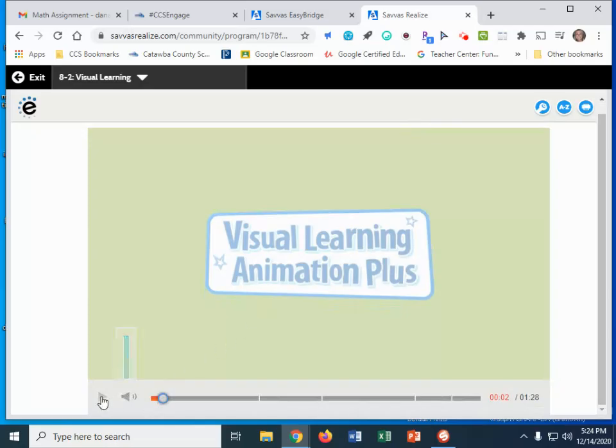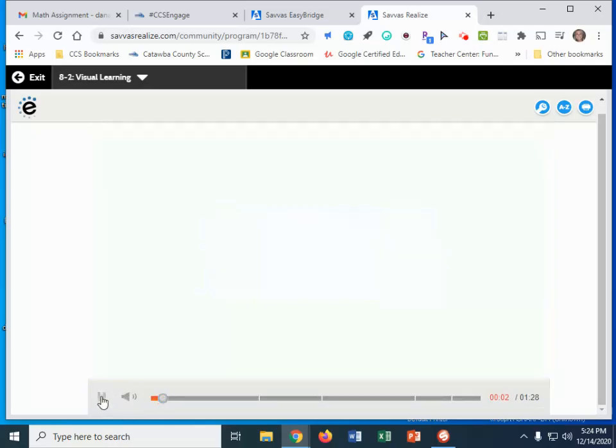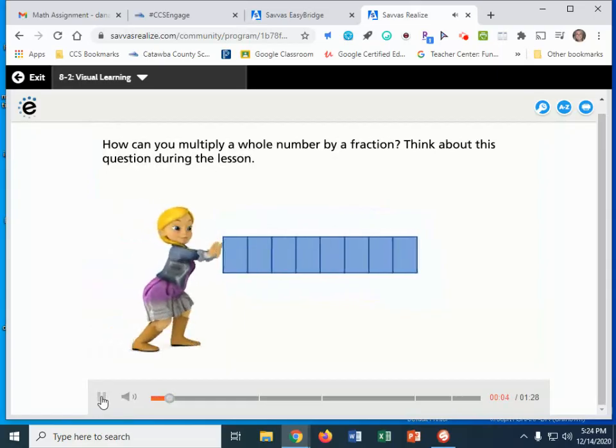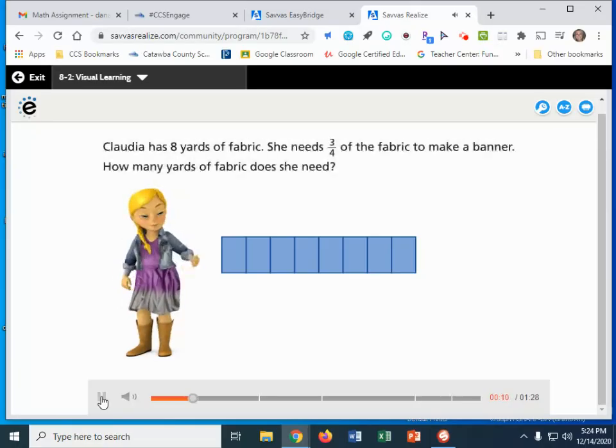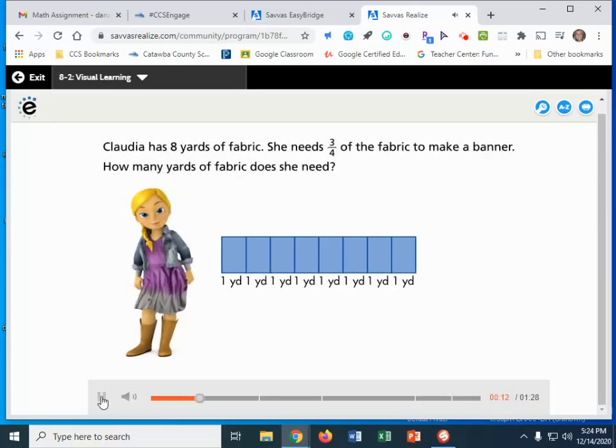If you can see, 1 minute, 28 seconds. How can you multiply a whole number by a fraction? Think about this question during the lesson. Claudia has 8 yards of fabric. She needs 3/4 of the fabric to make a banner. How many yards of fabric does she need? Let's find out.